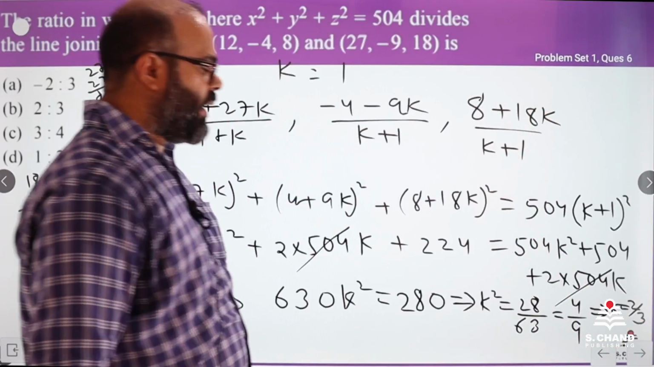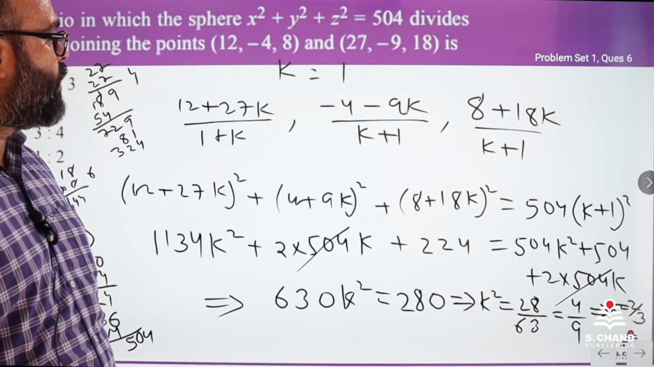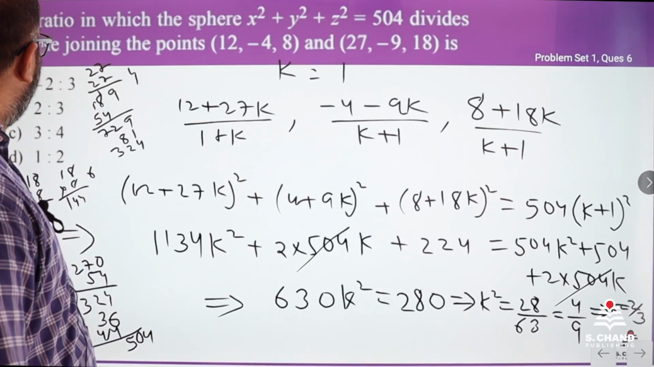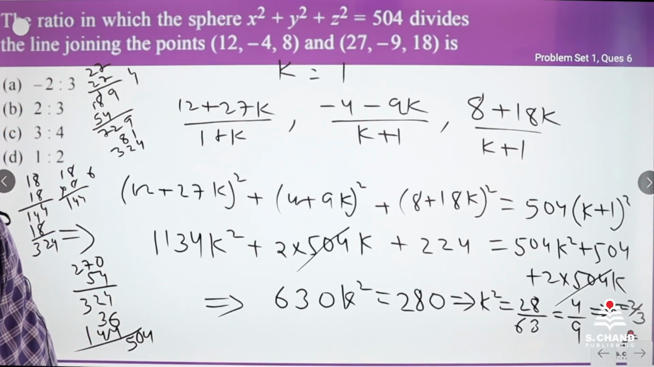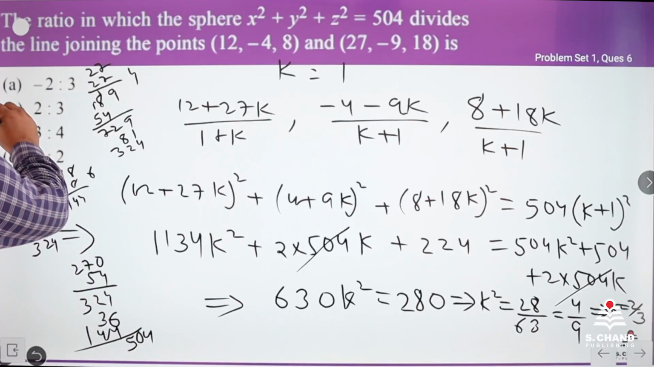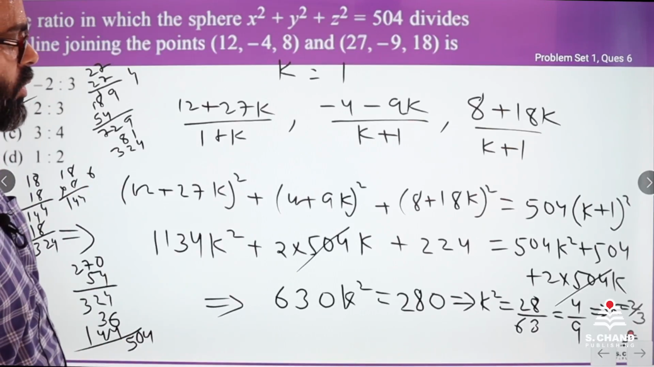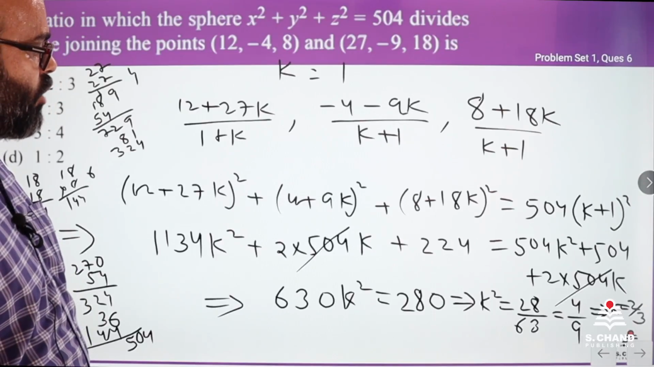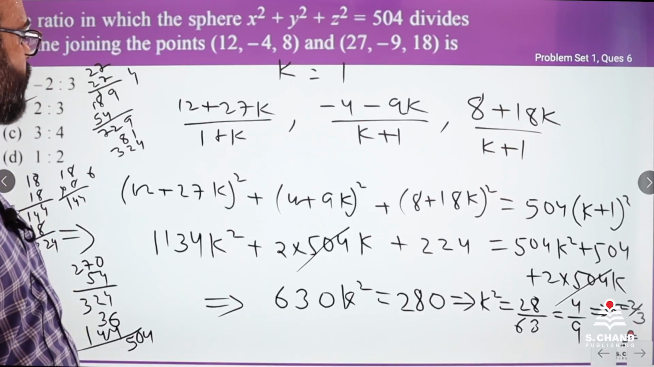So students, we are getting K is equal to 2 by 3. That means the value of K is 2 by 3. So if we take K is to 1, so 2 is to 3 is the option, which is B option. We can take the B option. K can also be minus 2 by 3, as the value of K could be plus minus both.